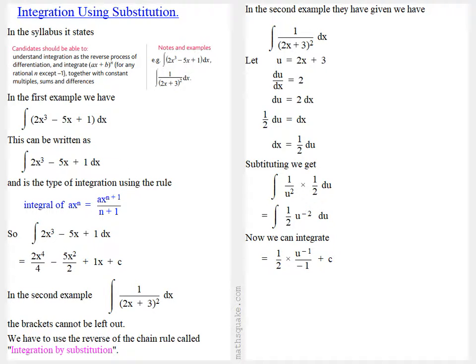which can be written as -1/2 u to the power minus 1 plus c, which is minus a half times 1 over u plus c, or minus 1 over 2 into (2x plus 3) plus c. And if we multiply out the brackets, that gives us minus 1 over (4x plus 6) plus c.